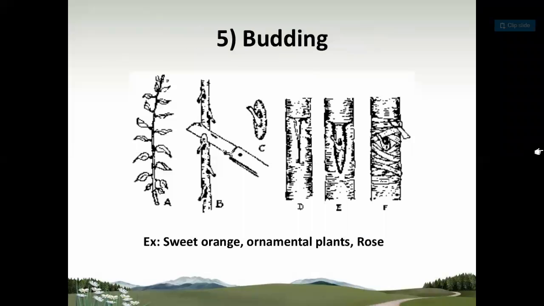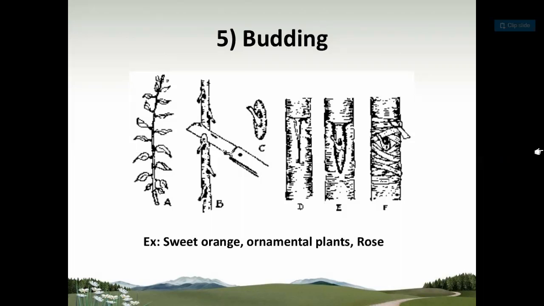The next method, the fifth one, is called budding. Budding means, in the case of sweet orange, ornamental plants, or rose, we need to cut a portion from the stem and insert it into another plant that has the capability, the totipotency, which is the capacity of a plant part to generate a new plant.